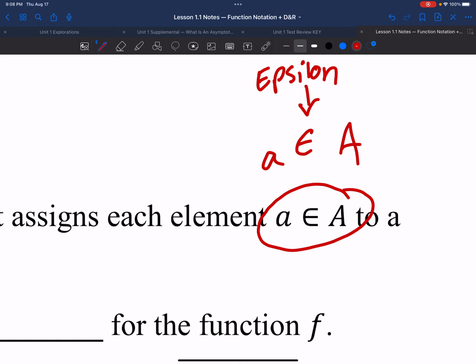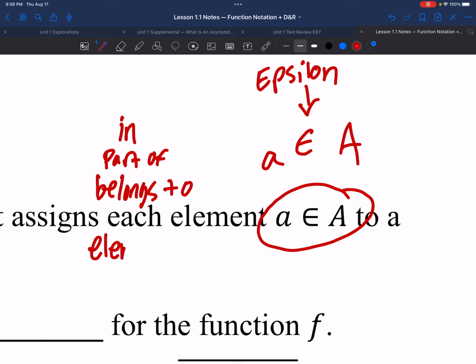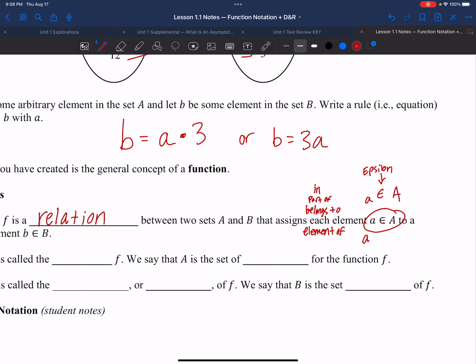And what epsilon means as a symbol like that just means in or part of. Or I think I like the most, belongs to. All right? All of those work. You say in, it's part of, or it belongs to. Maybe the exact word is element of. Right? So you say a is an element of capital A. So it just means it belongs to that set. So anyway, that's all that little epsilon symbol means. Don't worry about it too much.